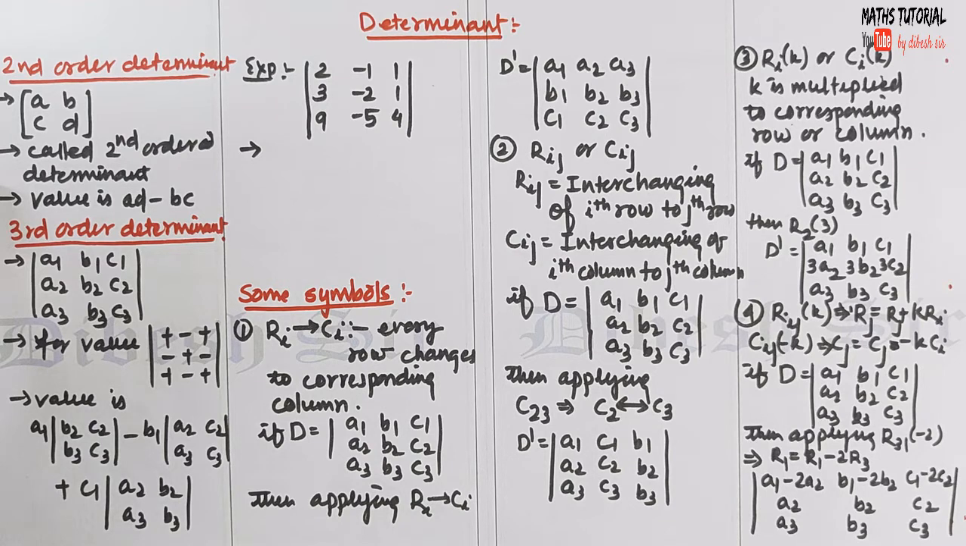We have completed chapter number 3, matrices. So today we'll start NCERT chapter number 4, determinant. In this video session, we'll learn about basics of determinant and some operational symbols.